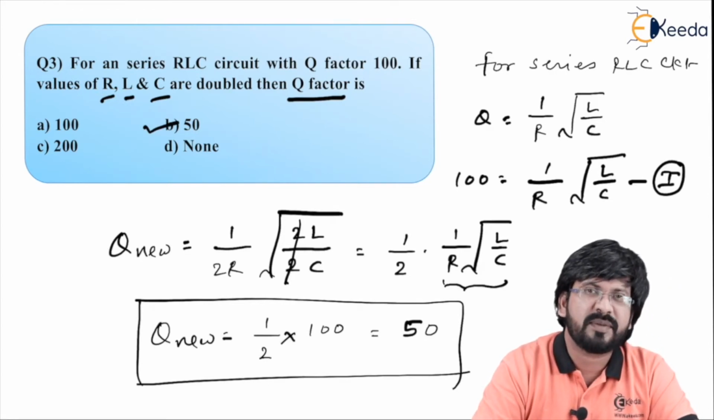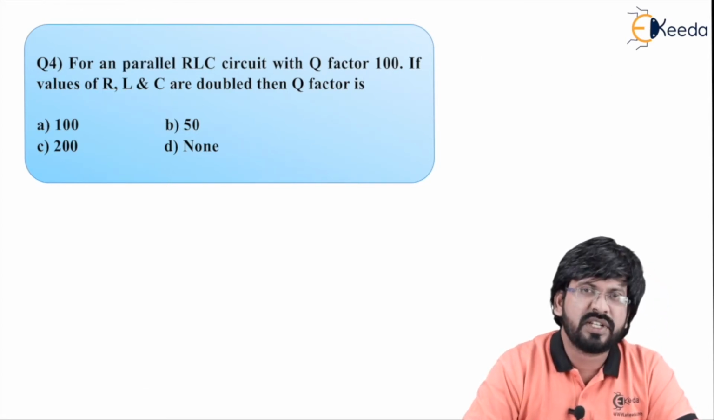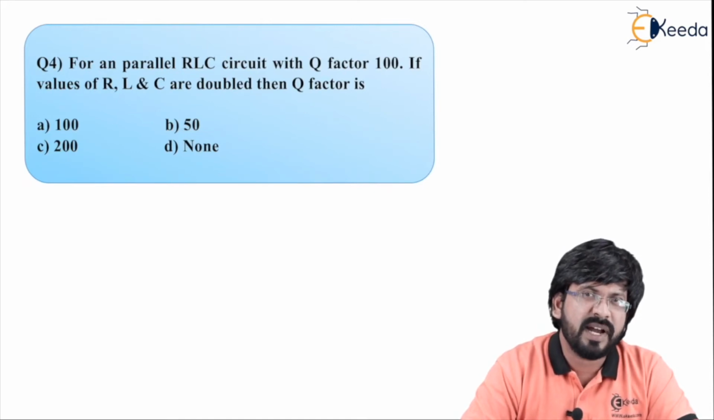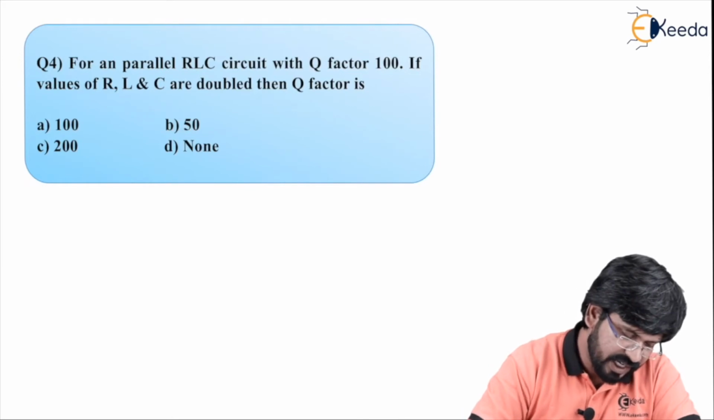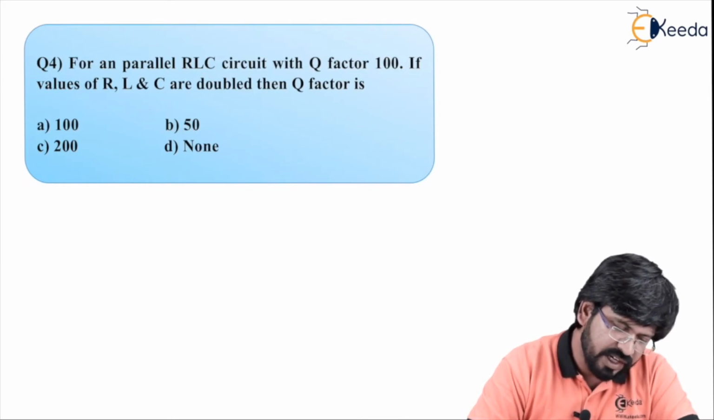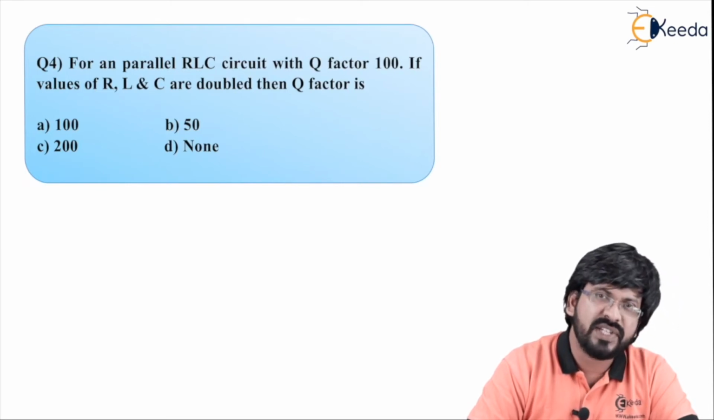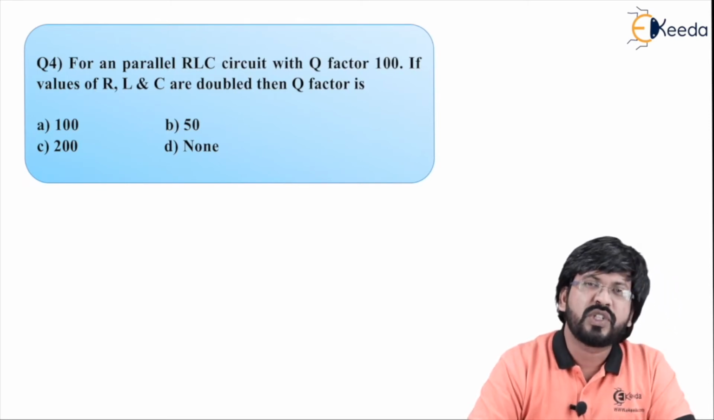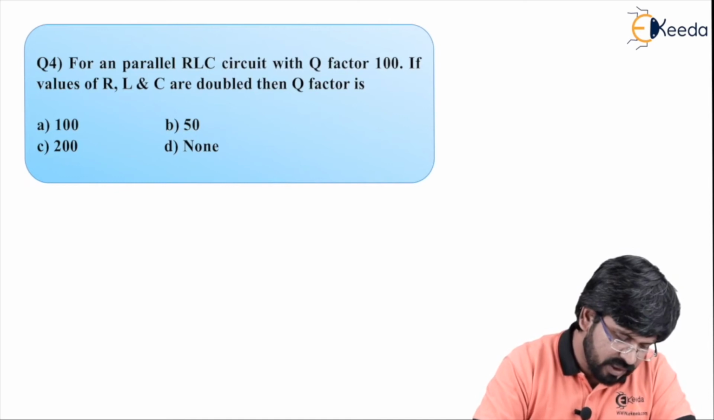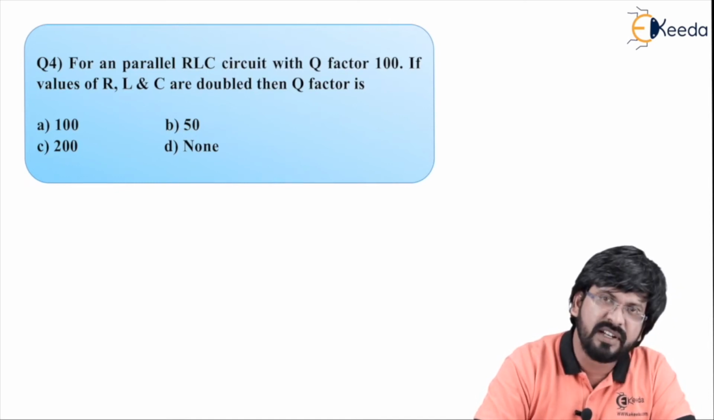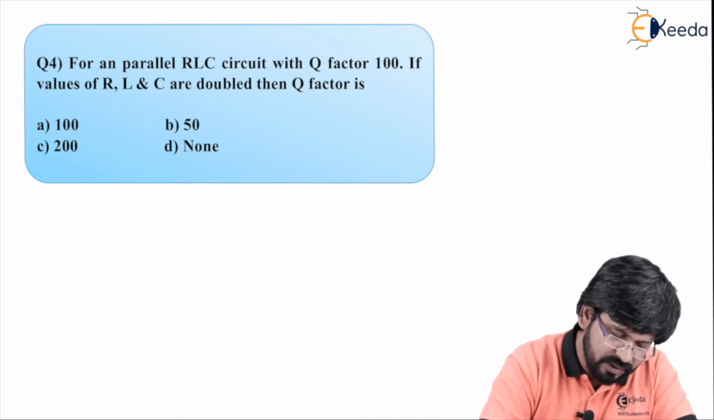Let's move to the next problem now. If you notice, question number 3 and question number 4 are similar with a minor change. The same question is now asked for parallel RLC circuit. Let's see. For a parallel RLC circuit with Q factor equal to 100, if the values of R, L and C are doubled, then the Q factor is option A, option B, option C and option D are given. Let's see what is the new value.